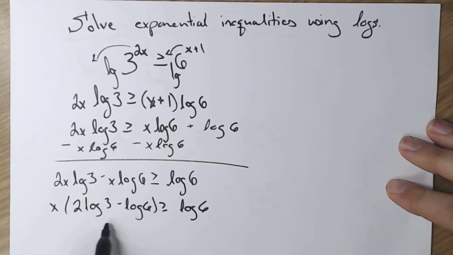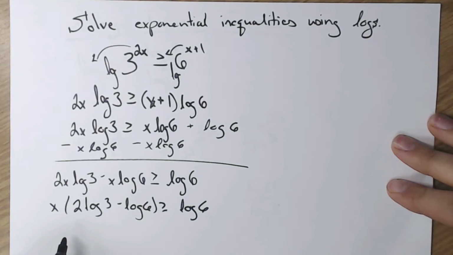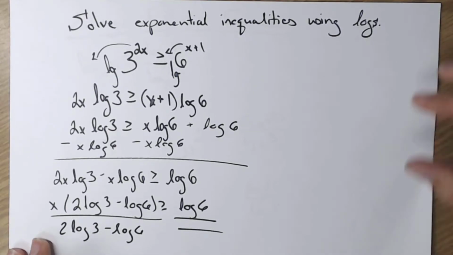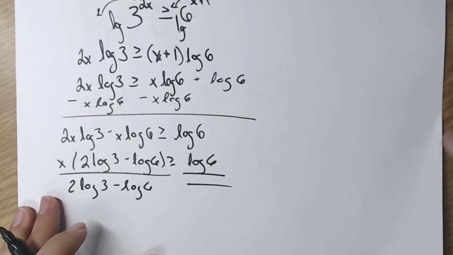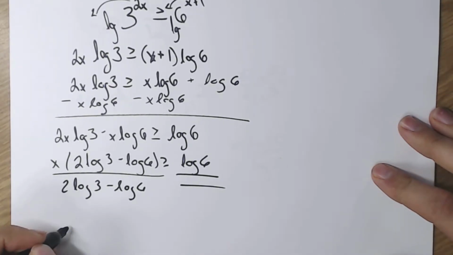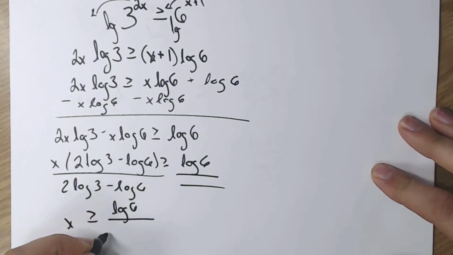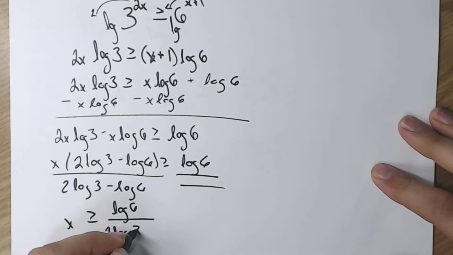Now I can simplify this chunk now or later. I'm going to do it later because I'd rather just pick up my calculator once if I can help it. So I'm going to divide by 2 log 3 minus log 6 on both sides. I don't want to write it twice, so I'm just going to do the little line right there. And then I have x on the left is greater than or equal to log 6 over 2 log 3 minus log 6.